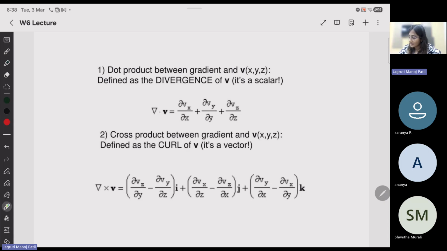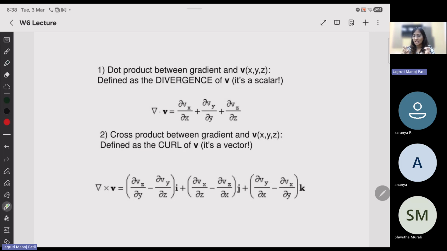Last thing: this dot product is nothing but, if you take the gradient, oh sorry, the dot product of a gradient and a velocity vector. Here in this case, just assume that it's velocity because you have been known to it for a while now, but it can be any vector. So that's a scalar quantity that you're looking into. This is defined as the divergence of V.